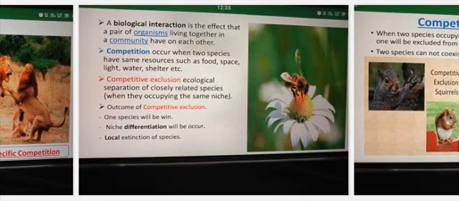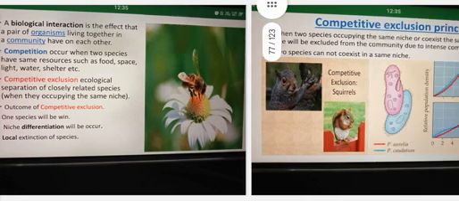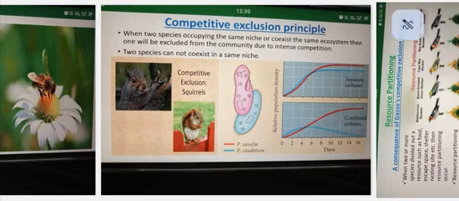Biological interaction is the effect that a pair of organisms living together in a community have on each other. Competition occurs when two species need the same resources such as food, space, light, water, shelter, etc. Competitive exclusion is the ecological separation of closely related species when they occupy the same niche. The outcome of competitive exclusion is that no species will be even; niche differentiation will occur, or local extinction of a species. Competitive exclusion principle: when two species occupy the same niche or coexist in the same ecosystem, then one will be excluded from the community due to intense competition. Two species cannot coexist in the same niche.